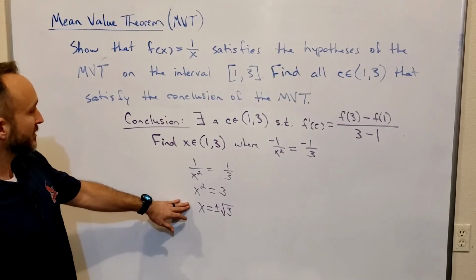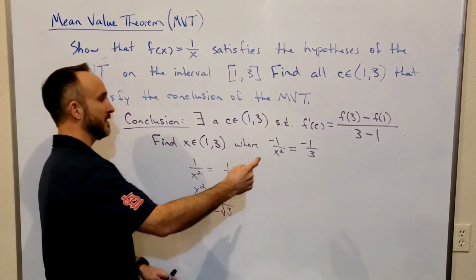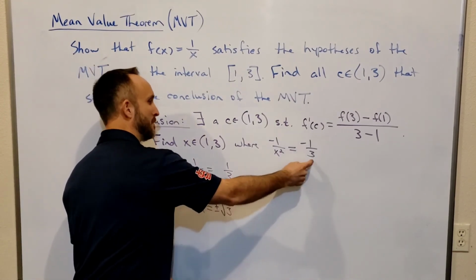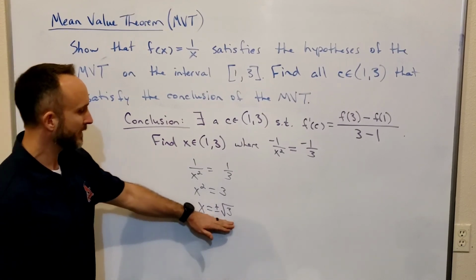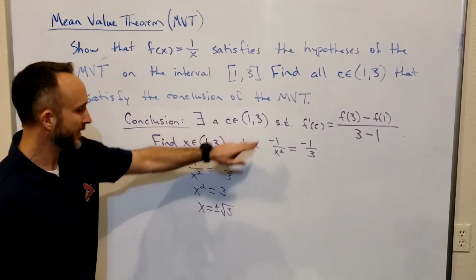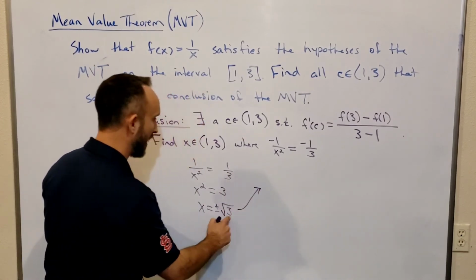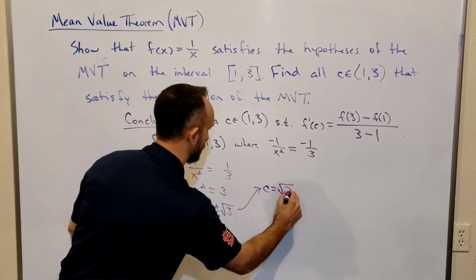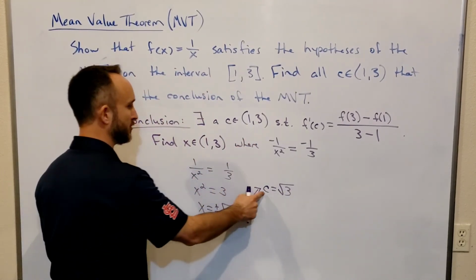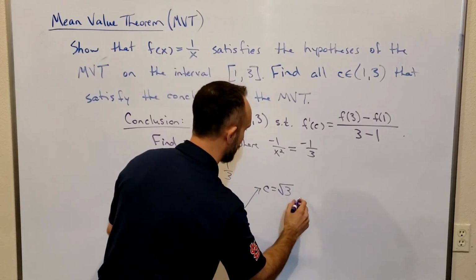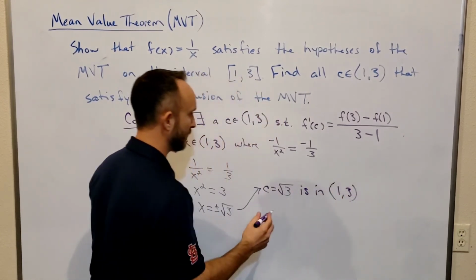Now, we found the x values where the tangent line slope is the same as the secant line slope. However, I want to find all of them that are between 1 and 3. So we need to pick the positive square root of 3 because that's between 1 and 3. The negative square root of 3 is not. So c equals the square root of 3, which is in this open interval.